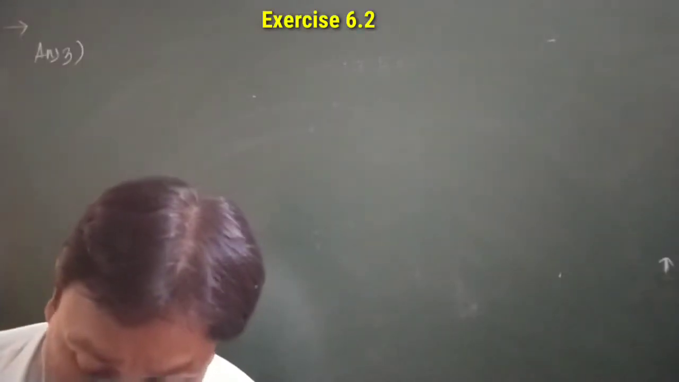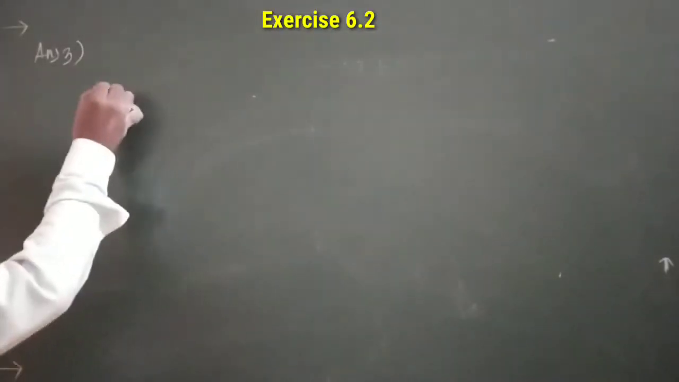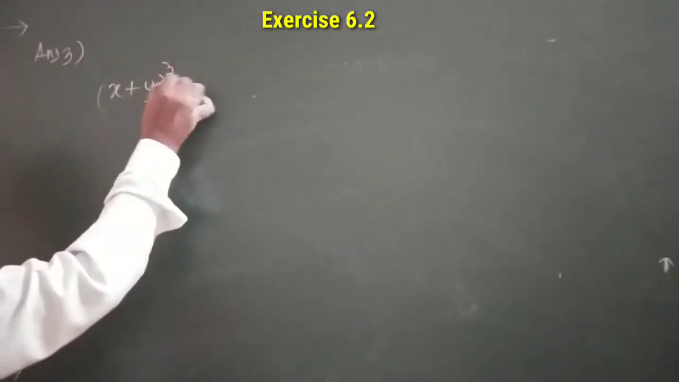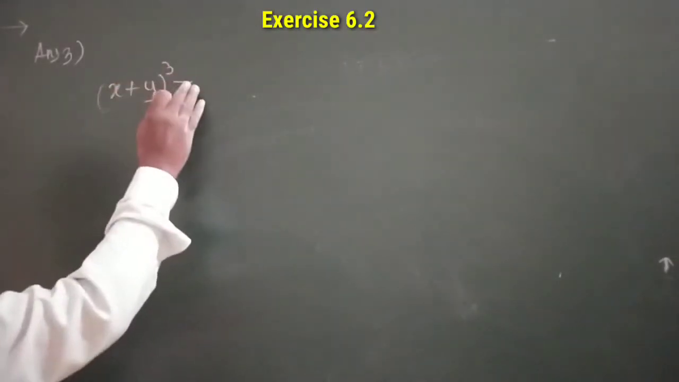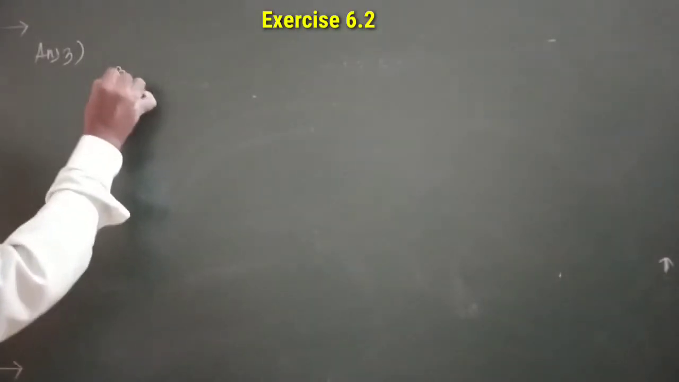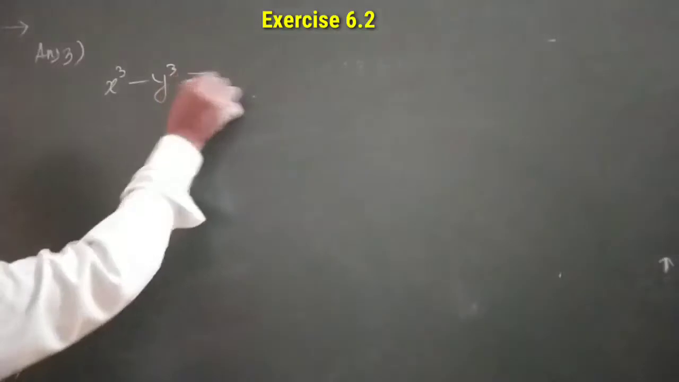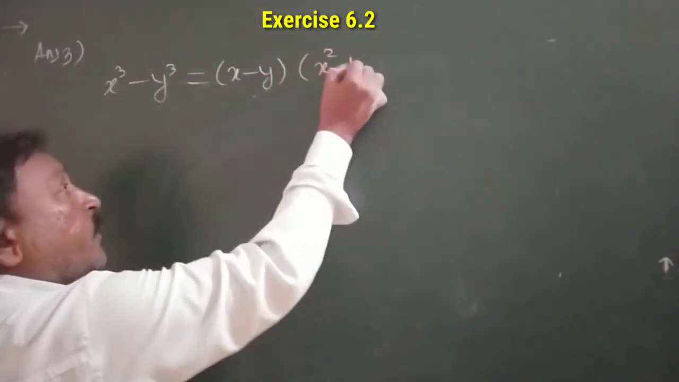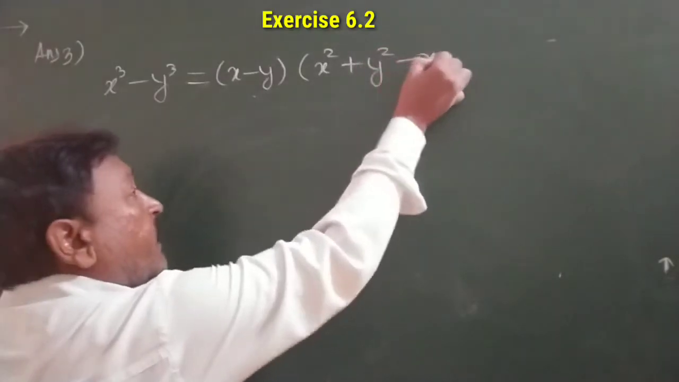Okay students, now see part C. Part C and D are same. Okay. In part C and D we have to use the formula x cube minus y cube. It is x minus y, x square plus y square plus xy.